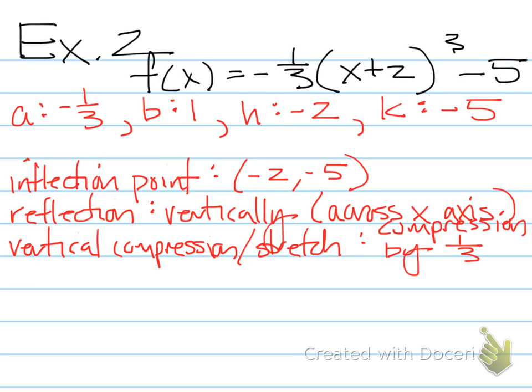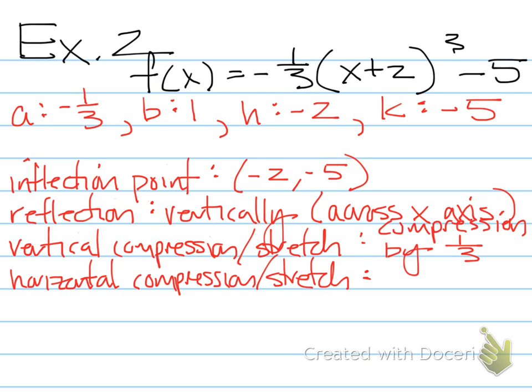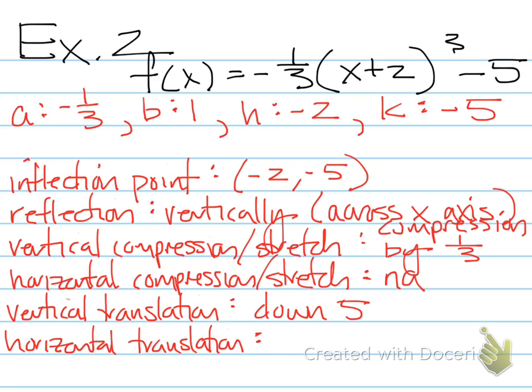I'm sorry, the vertical compression or stretch is the number outside the outer parentheses, and that's 1/3. So because the number is between 0 and 1, it's being compressed by 1/3. There is no horizontal compression or stretch because there's no inner parentheses, so we're just going to put NA. Vertical translation, it's being slid 5 units down, so down 5. And horizontal translation is being slid to the left 2 units, so left 2.